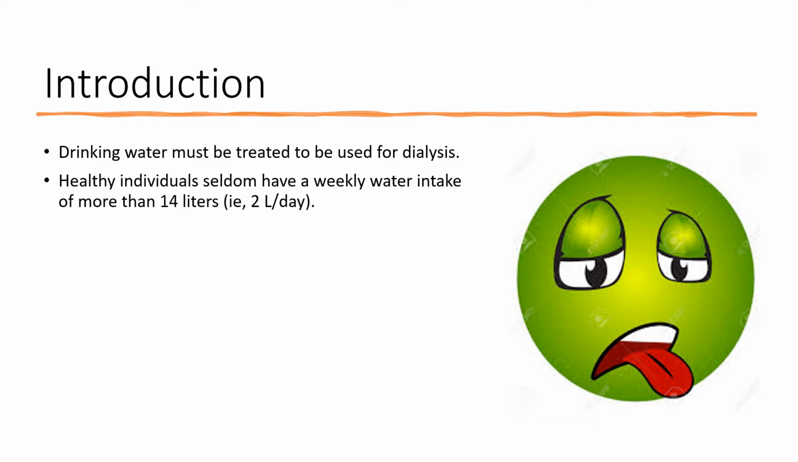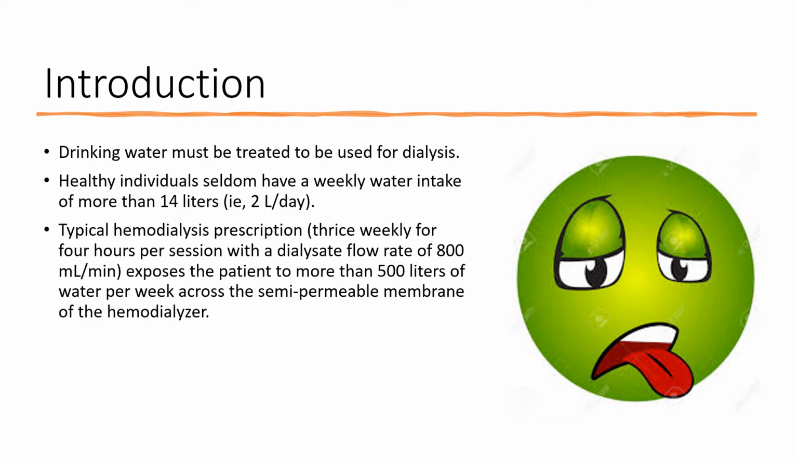Now, healthy individuals typically consume about 14 liters of water per week, so about 2 liters of water per day. But in contrast, a typical dialysis patient, say prescribed 3 times weekly dialysis for 4 hours each session with a dialysate flow of 800 milliliters per minute, exposes the patient to much more water, essentially more than 500 liters of water per week across a semi-permeable membrane of the hemodialyzer. Because of the substantially higher exposure to contaminants in water, additional treatments of water are used to prepare the water that's used to make dialysate.